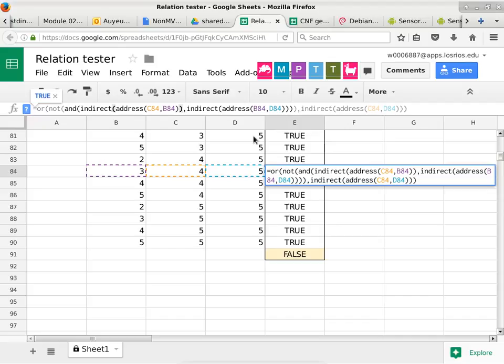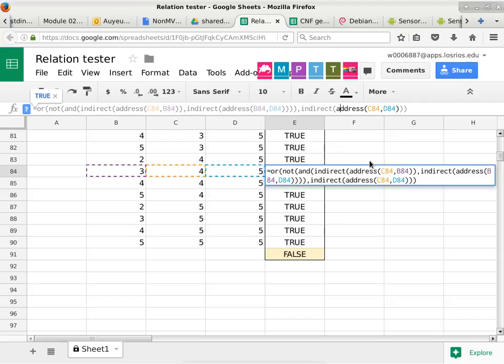C84 has to relate to B84, B84 has to relate to D84, okay? And then the other part of the disjunction, which is this part over here, is basically asking the question, is C84 relating to D84? If the implication holds, then for this particular case, it is transitive. But you need every single combination to meet this requirement for the entire relation itself to be considered transitive.